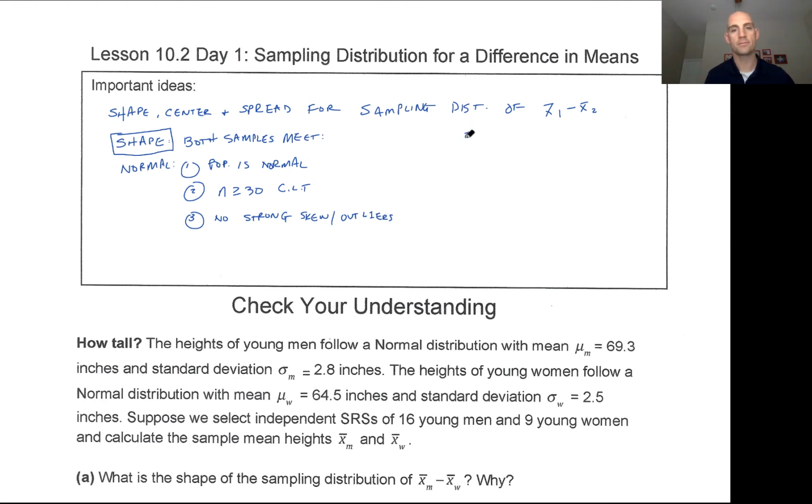Our center is going to be the measurement that we're looking for, and that's going to be the difference of our mu's here: mu of x bar 1 minus mean of x bar 2 is equal to... okay, and then our spread, we've got a formula here.